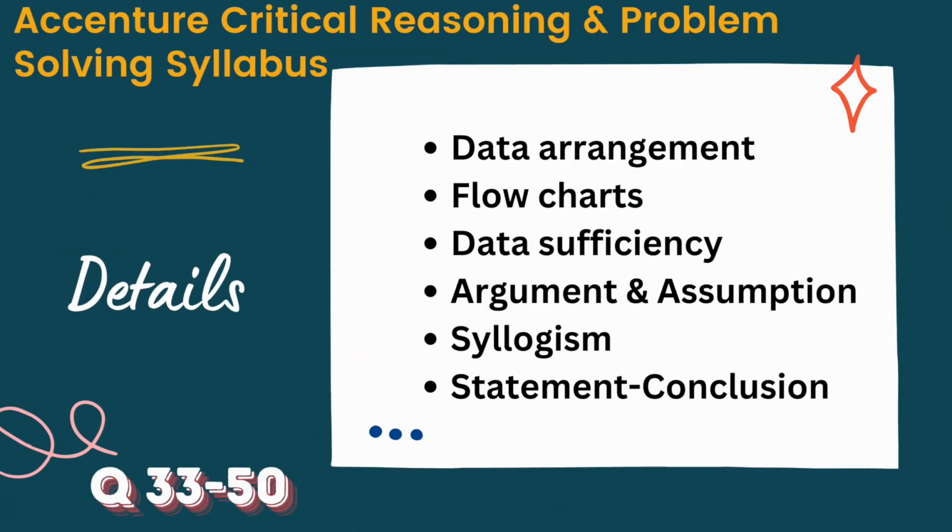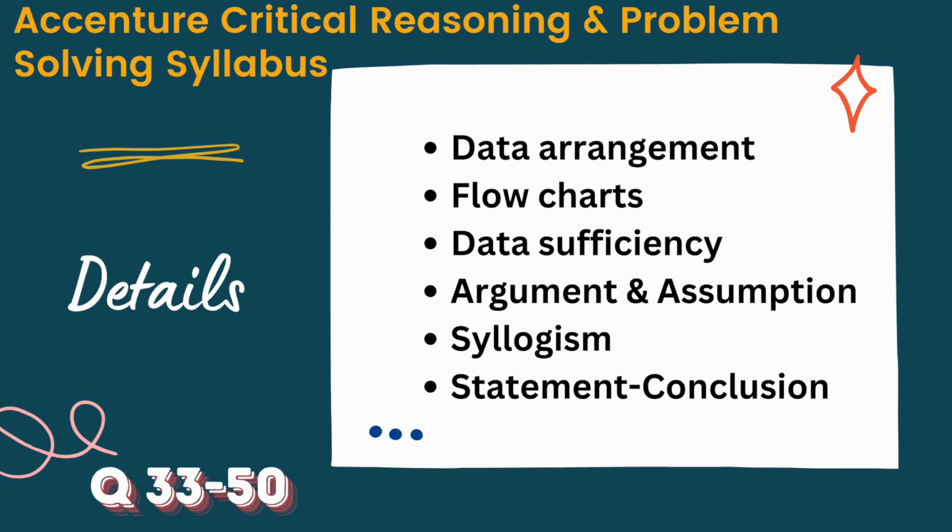Moving forward to the next type of question, that is the critical reasoning section. In this section, you are going to see another 17 or 18 questions, so questions 33 to 50 are from critical reasoning. And what is the syllabus of it? Under critical reasoning, they are giving questions on statements, conclusions, arguments and assumptions, data sufficiency, syllogisms. And data arrangement, that means seating arrangement and puzzle type questions.